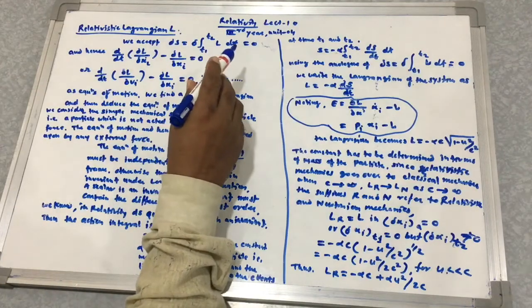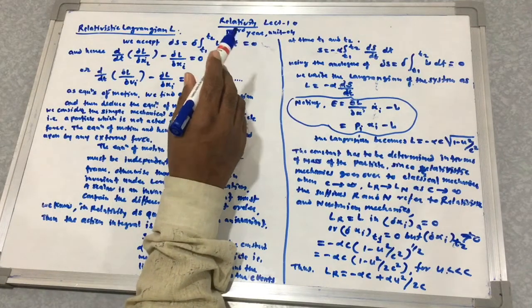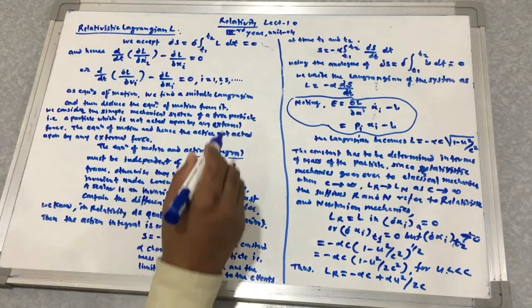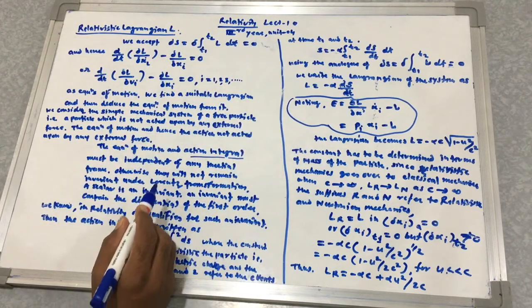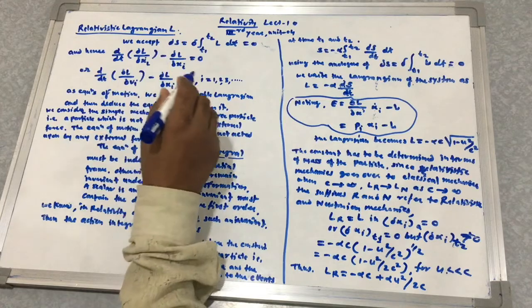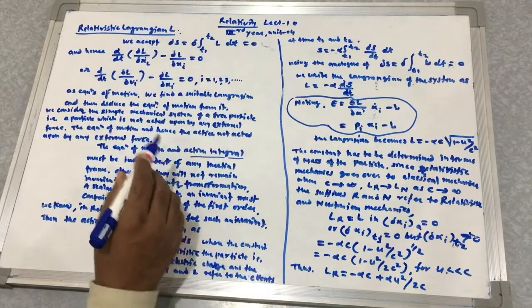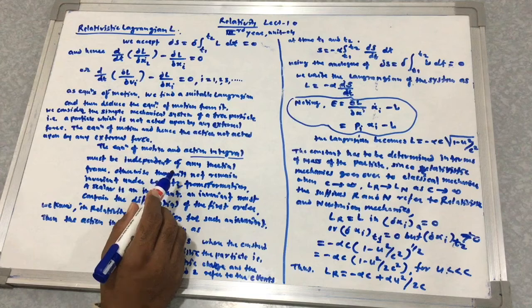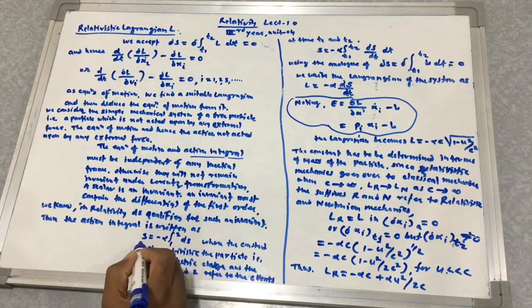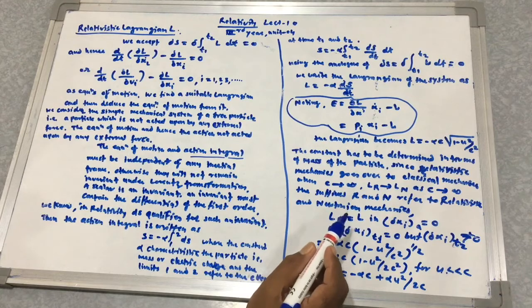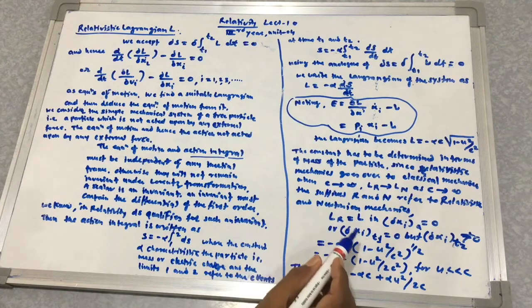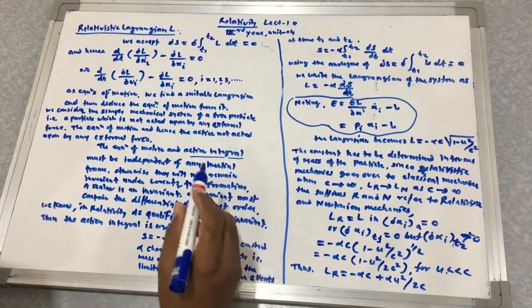This is relativity lecture number 10, BSc third year, unit number 4. So relativistic Lagrangian L, how we have to define this? With the help of S, we have to take the integral and we will get the equation of motion. So we have to define it from that.